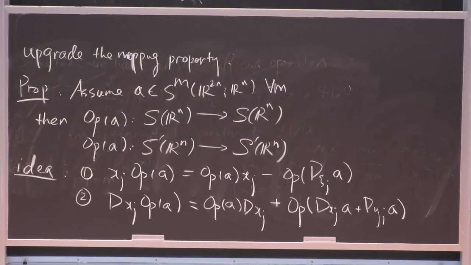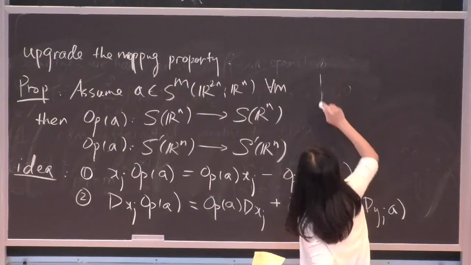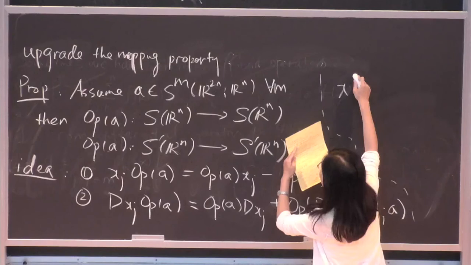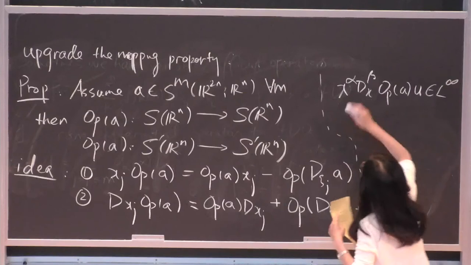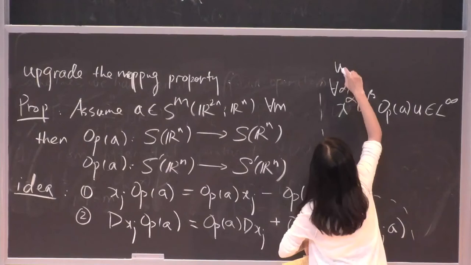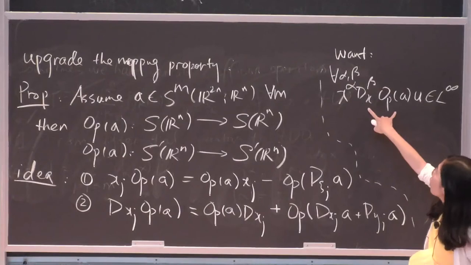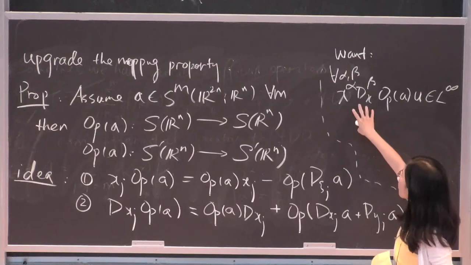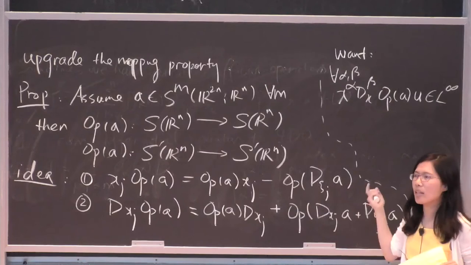Once we have these two relations, we can show that if you apply this to a Schwartz function, you'll get a Schwartz function. What I'm secretly hoping is that x^α ∂_x^β Op A u should still be L infinity for any α, β. If we can show this, then this Op A u is in the Schwartz class. Let's do it one by one. If I apply x_j here, on the right-hand side x_j goes into u, which does nothing because x_j times u is still a Schwartz function. And this Op of ∂_{ξ_j} A is a better symbol class.